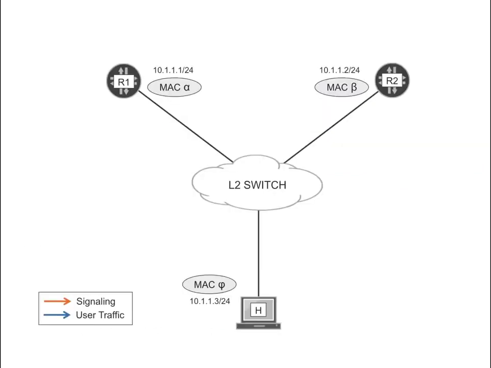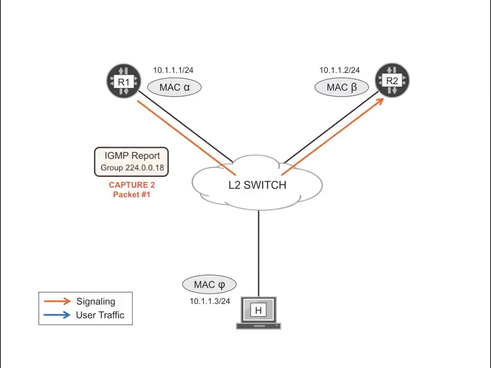Let's see how VRRP, the Virtual Router Redundancy Protocol, works. When you configure VRRP at router 1, the router sends an IGMP report for group 224.0.0.18. IGMP is used by hosts to subscribe to a multicast channel. The IP multicast group 224.0.0.18 is reserved for the exchange of VRRP control packets. So router 1 basically lets the network know that it's interested in receiving VRRP packets.